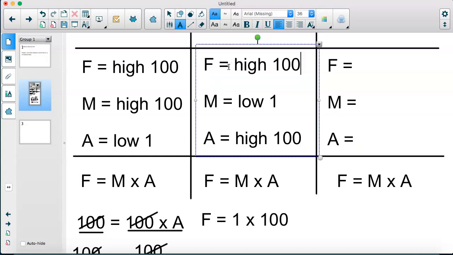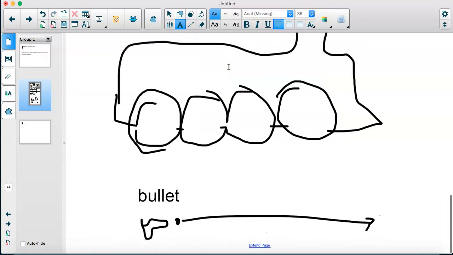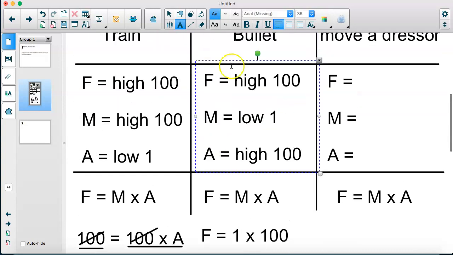Now, does that make sense? Well, when we're thinking about a gun, I'd say, yeah, it does. That gun is producing a lot of force when it fires that bullet. And so it makes sense that it would have a lot of force behind it.